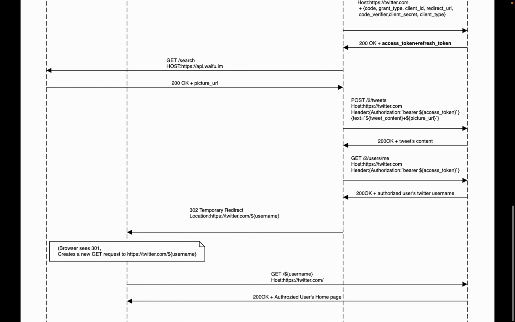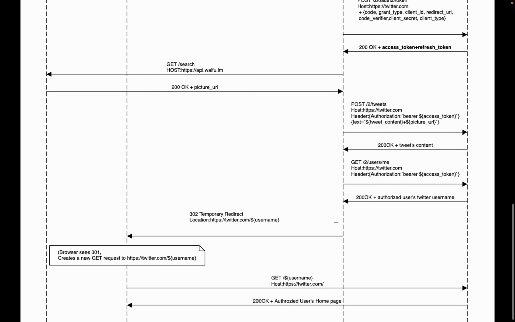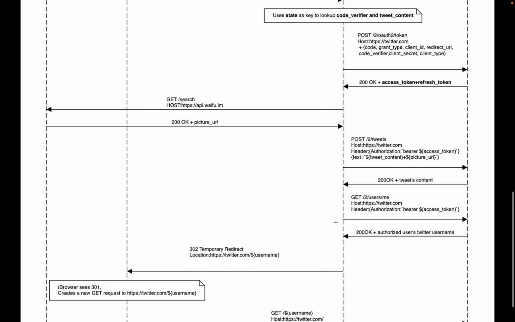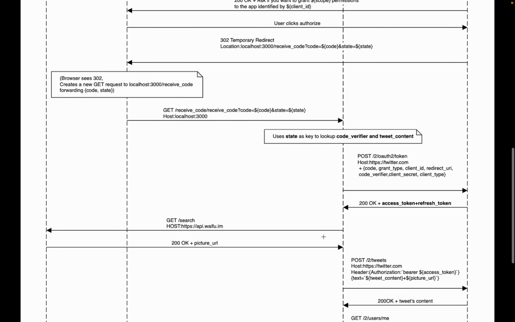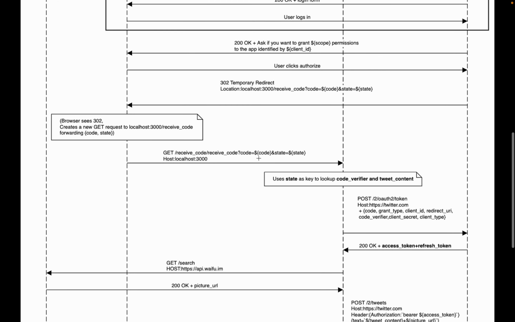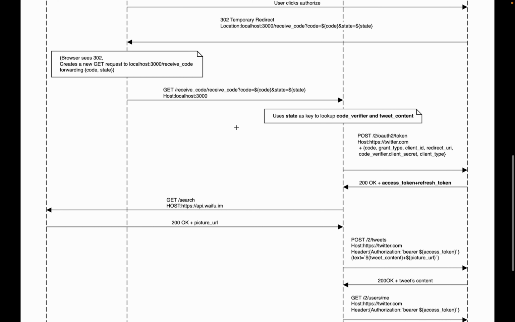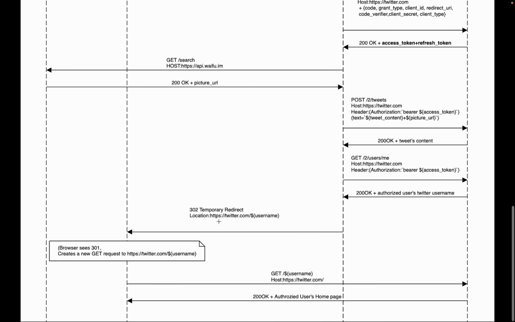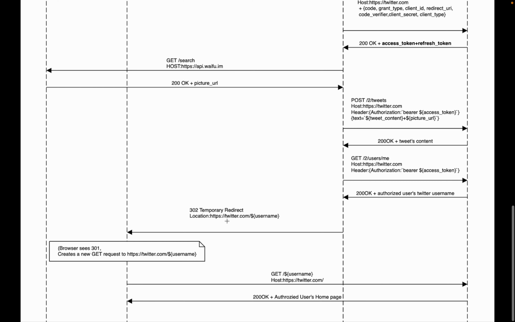We will do a 302 temporary redirect response, which is the response of this request. So this is a GET request, and we will respond here with the 302 temporary redirect to Twitter slash the username we just got, and it's going to redirect to the authenticated user's homepage.